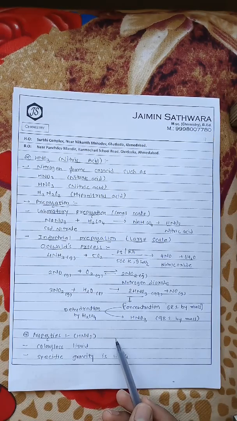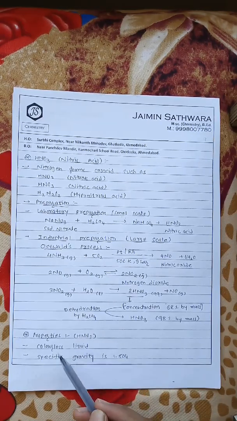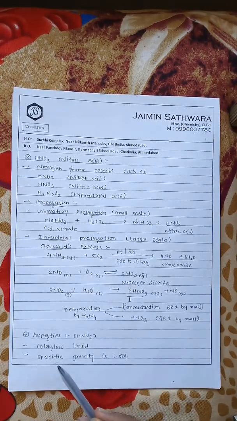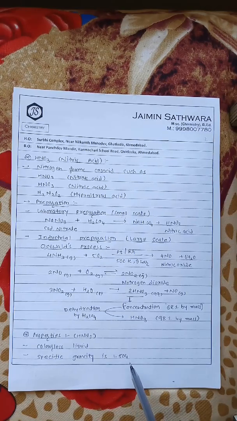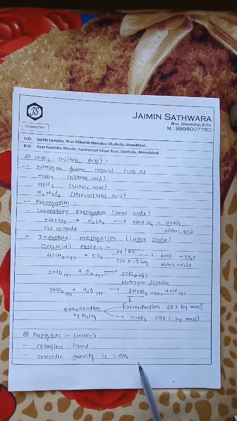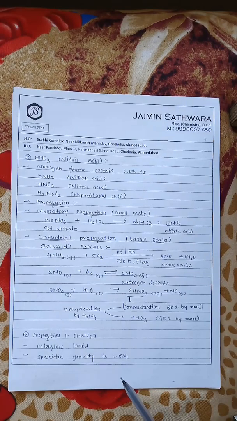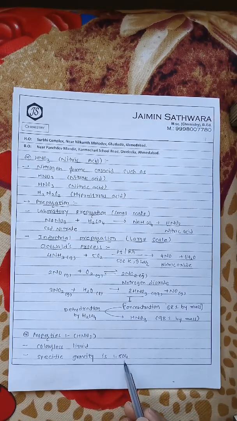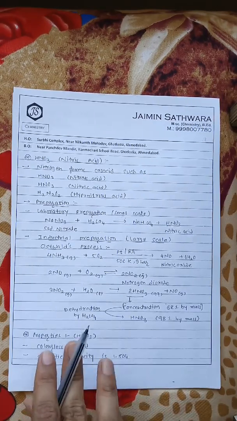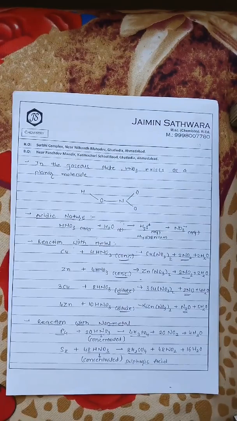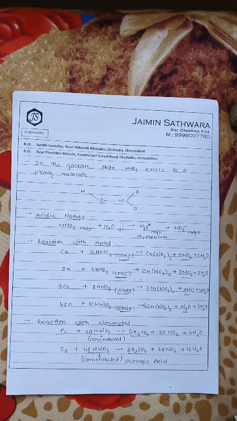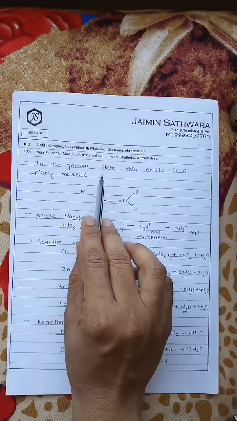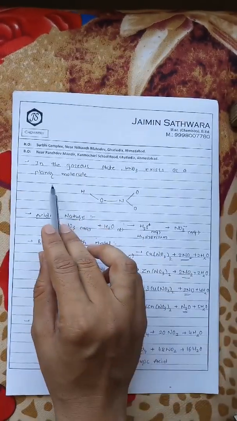Properties of nitric acid. Nitric acid is a colorless liquid having a specific gravity of 1.504. So specific gravity is otherwise also known as relative density. So the relative density of nitric acid is 1.504. Now nitric acid in its gaseous state has a planar structure.